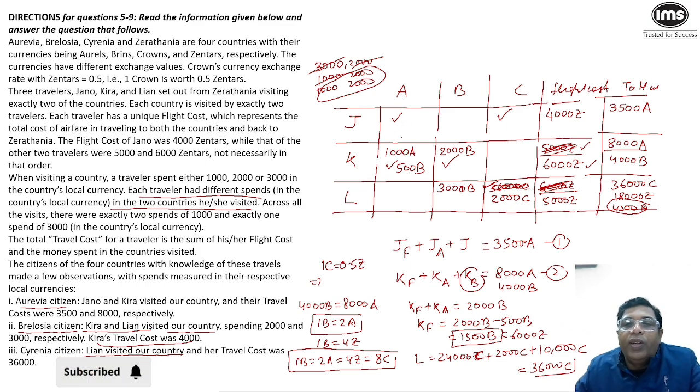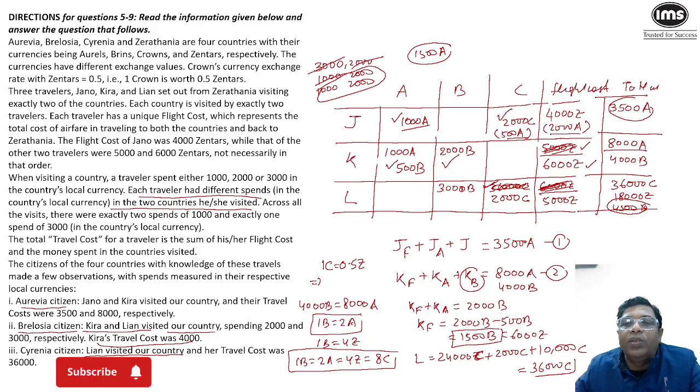Now we have to figure out for A. A is spending 3,500 A, in which 2,000 A will become his flight cost, right? So now he has to spend 1,500 A altogether. So now I can't take this value to be 2000 A, because 2000 A is anyway more than 1,500 A. So here he has to spend how much? 1000 A. And here he'll spend 2000 C. And this 2000 C will indirectly become 500 A. So now this makes up to 1000 A plus 500 A plus 2000 A. So flight cost is 3,500 A.